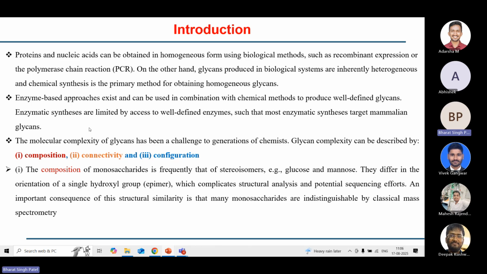If you think of the enzymatic way to synthesize glycans, there are very limited ways, because those enzymes are very specific and can target only specific glycans. If you think of polysaccharides, they can be cleaved into oligosaccharides, but then there are a number of oligosaccharides, and again there will be a need for purification. So how do we overcome this? The problem can be divided into three parts: composition, connectivity, and configuration.